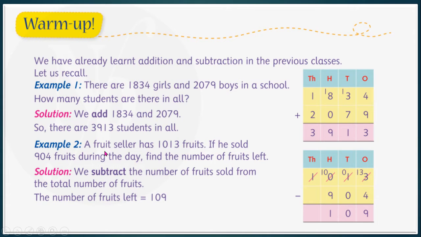We have another example, number 2. A fruit seller has 1013 fruits. If he sold 904 fruits during the day, find the number of fruits left.